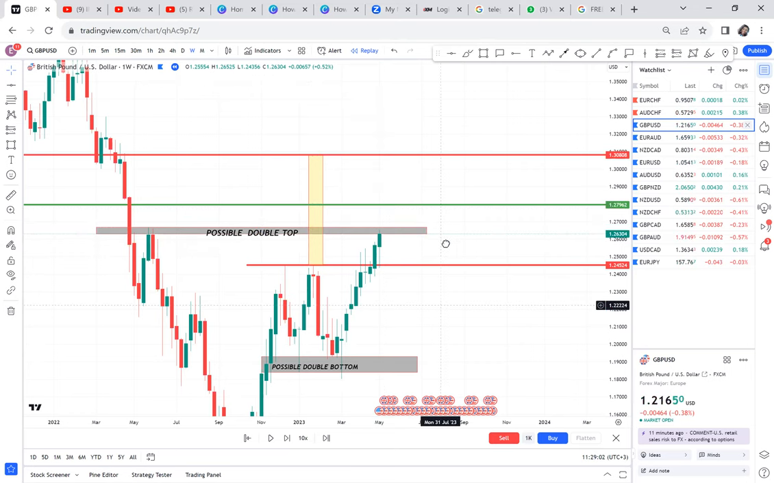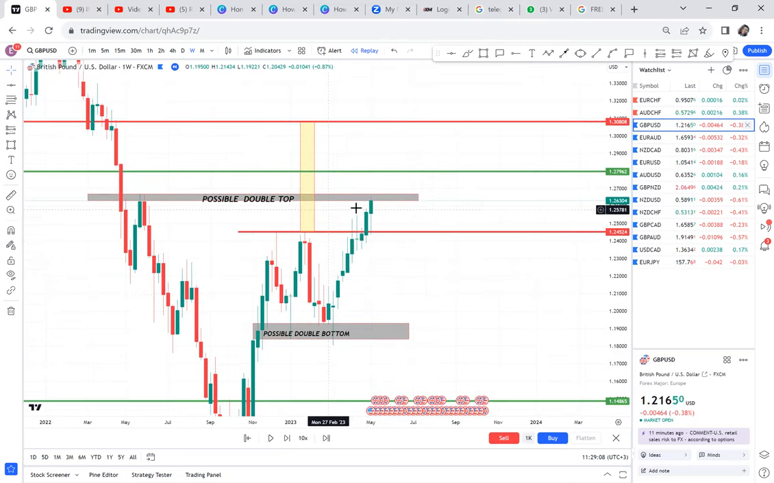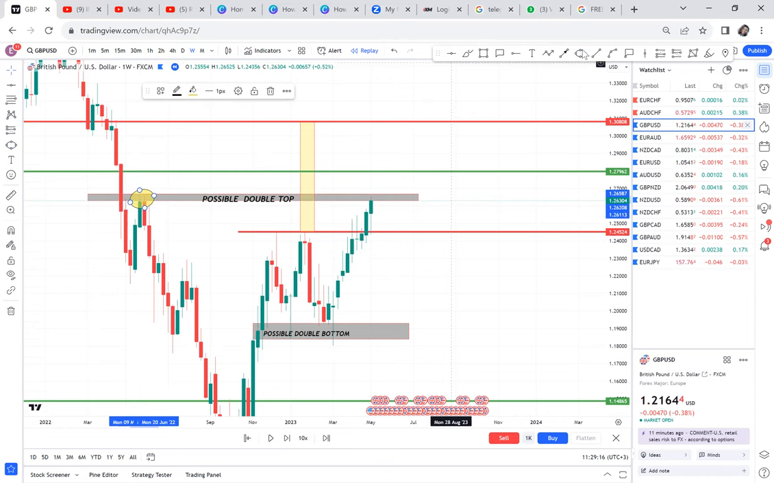So now we get an activation of this double top. The question is, how do I trade this double top? Will I be interested in this double top? You first need to verify this double top is not on the monthly. Because if it is on the monthly, don't pay attention to the double top. We will keep trading the double bottom.